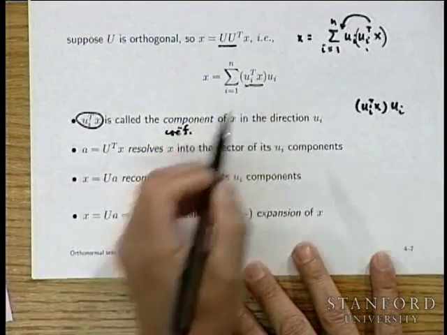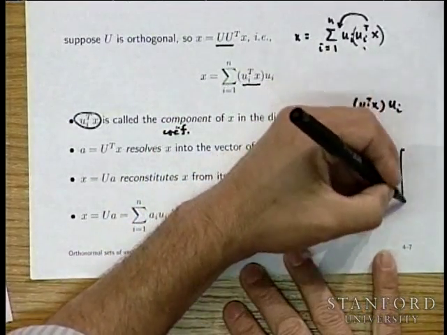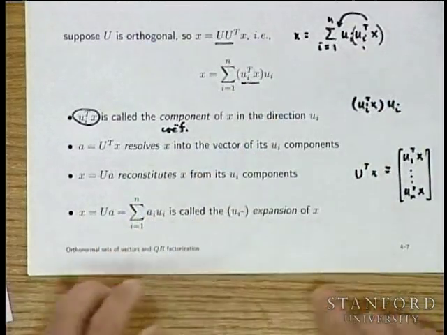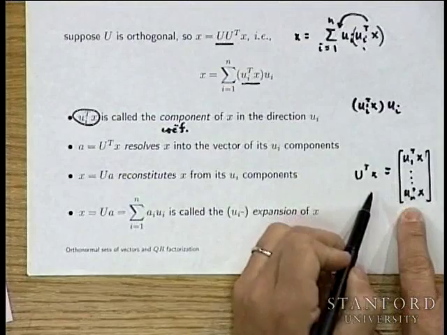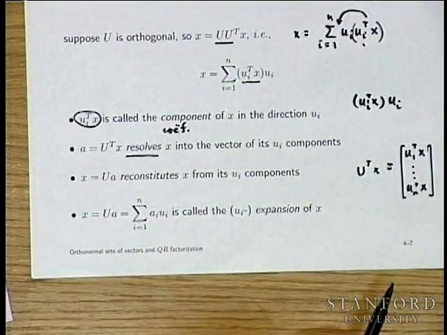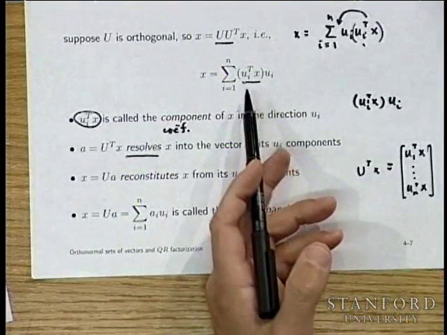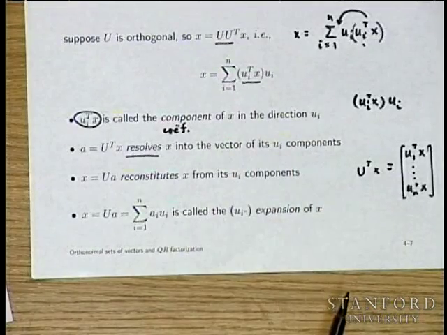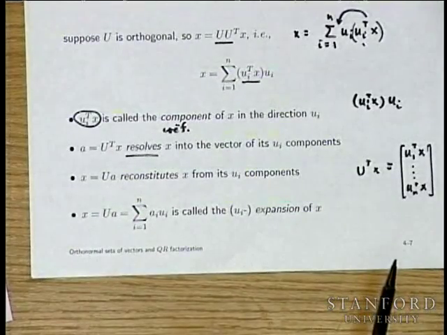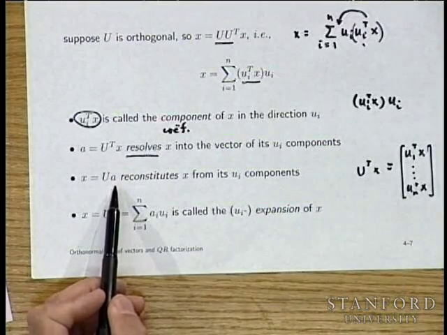So here, the multiplication u transpose x is equal to u1 transpose x down to un transpose x. When you make this multiplication, it's called resolving x into a vector of its u_i components, because that's what this says. It's basically calculating the coefficients here. When you form the operation x equals u a, that's reconstituting x from its u_i components. It's rebuilding x from the recipe. The recipe is a here.